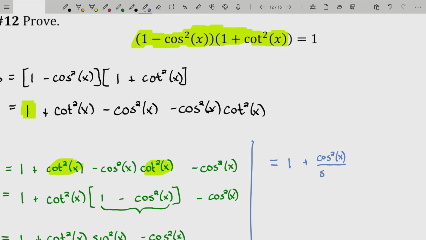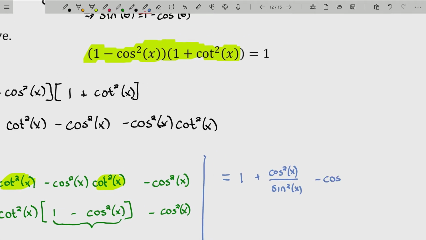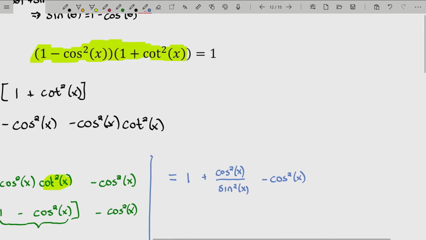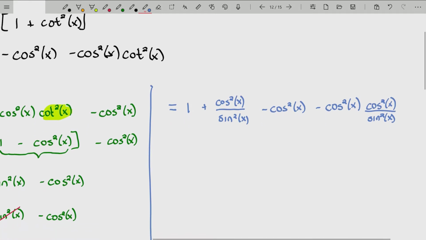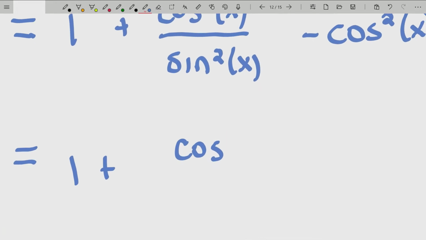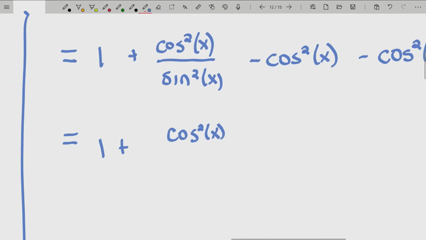So we get a cosine squared over a sine squared. Let's see, minus cosine squared. And then finally, minus cosine squared times a cosine squared over a sine squared. And that looks like it's not very attractive, but notice you can get them all in the same denominator. So the common denominator here is sine squared. So I'll just write cosine squared of x over a sine squared.